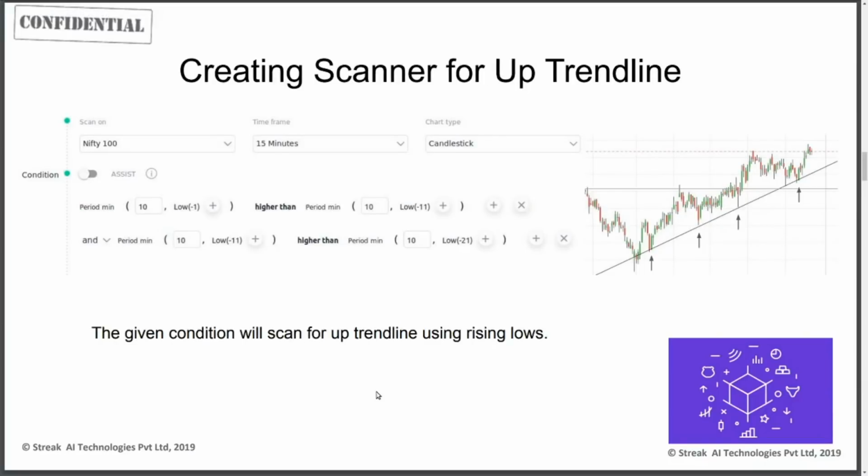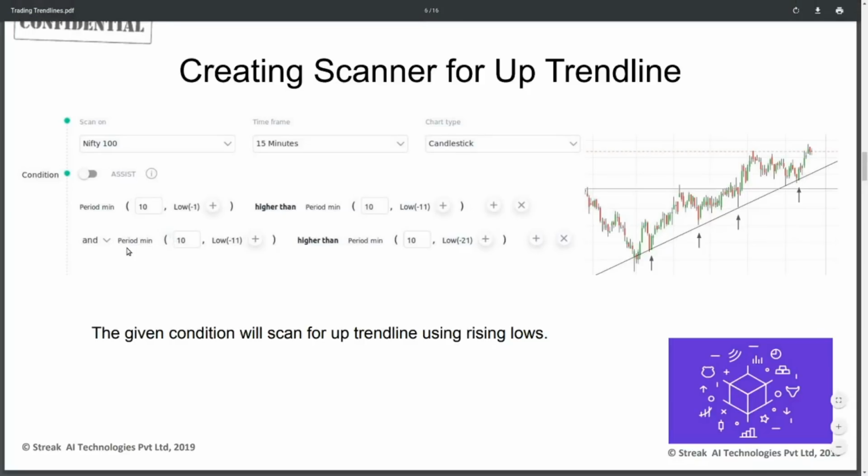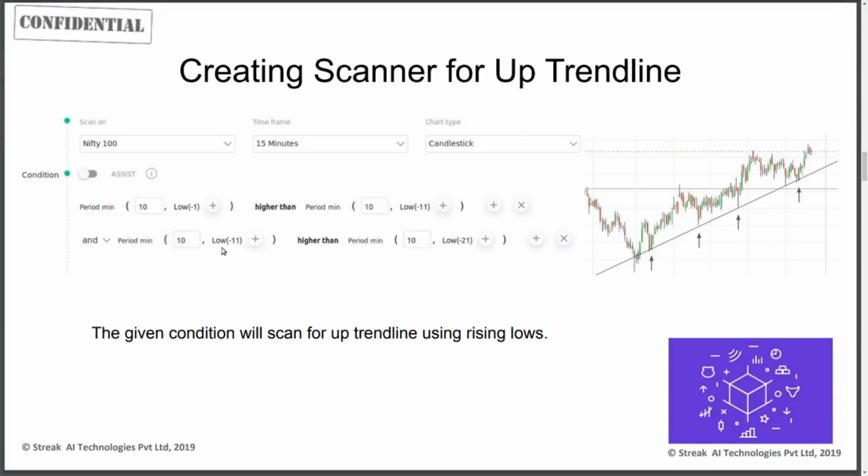Okay, so let's get into creating a scanner which identifies an uptrend line. The condition is very simple. If you see the screenshot here, it scans on Nifty 100 on the 15 minute time frame for candlestick charts, and it uses 10 candles consecutively. The lowest low of 10 candles should be higher than the lowest low of the previous 10 candles. That's what this indicates. And that previous lowest low should be higher than that of the even older one. So let me create this, and while creating it, I'll explain it in further depth.